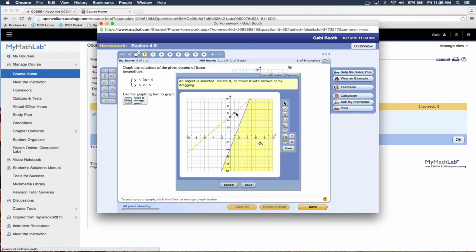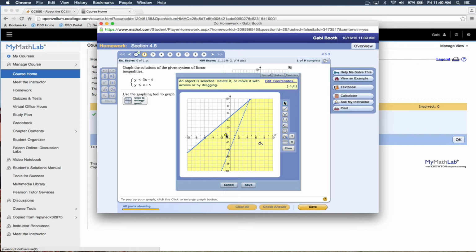Since I'm still in dashed line mode, I have to go over here and now pick the solid line object, just like that. And again, this says less than or equal, so we shade below the line, which is right here. Now, where do they intersect? They intersect in this region.